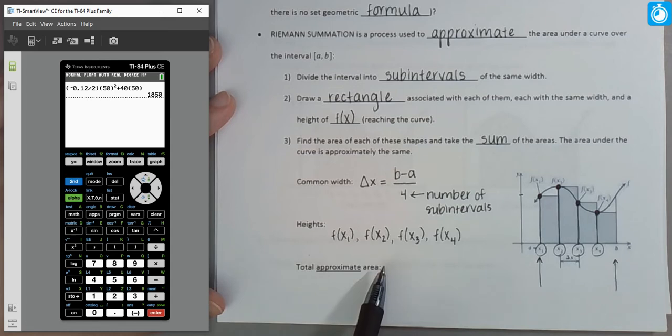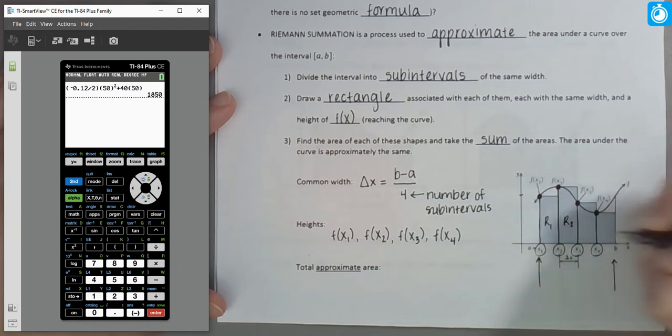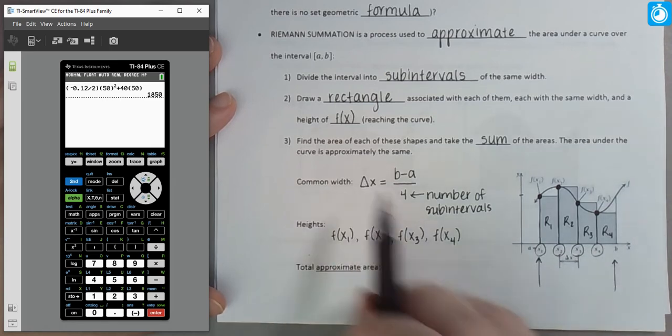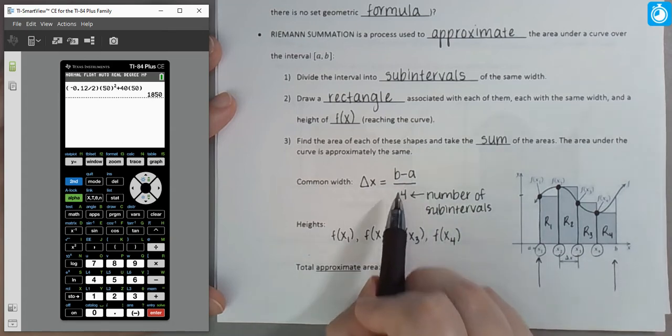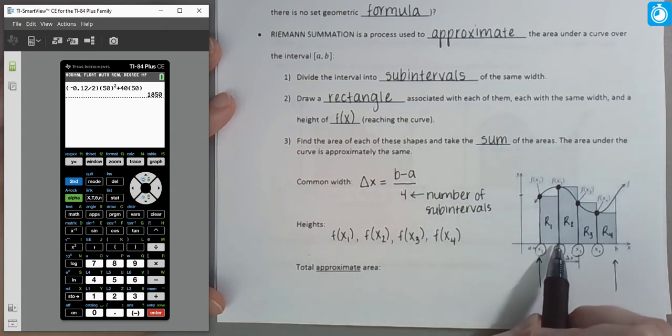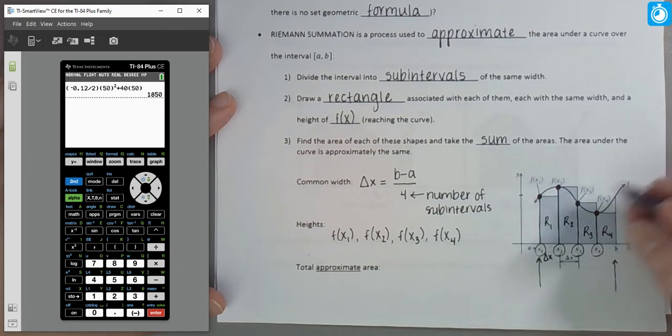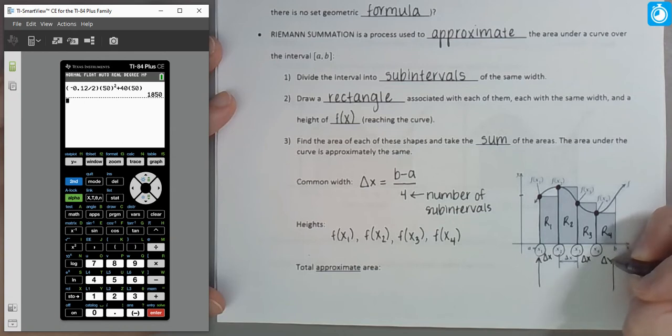So the total approximate area is going to take the area of each of these rectangles, rectangle 1, rectangle 2, rectangle 3, and rectangle 4. It's going to take each of them individually and add them up. So how would we evaluate the area for rectangle 1? Well, we're going to take the width of the rectangle, that base, which takes us from x1 to x2. That is going to be the common width. Every single one of these rectangles has a width of delta x because we took the whole interval and divided it into 4 equal parts. So the width is going to be the same for every rectangle. That's what we're calling delta x. This is delta x, this is delta x as already labeled, this is delta x, and this is delta x as well.